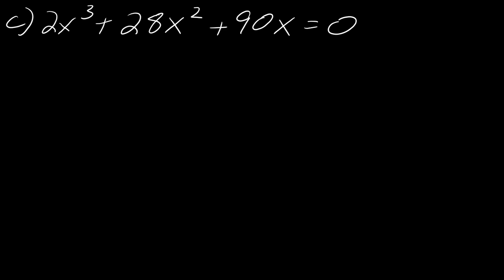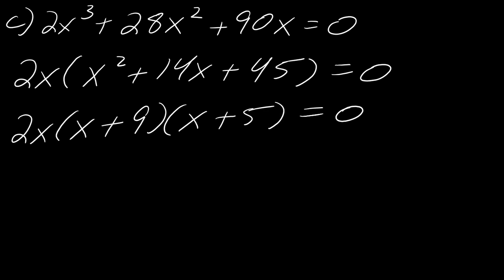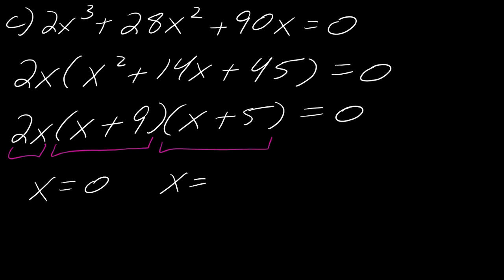Okay, so the first thing I notice about this is that I can actually factor out 2x, so that's where I'm going to start. So this becomes x squared plus 14x plus 45 equals 0. And then this will factor, so this becomes 2x (x plus 9)(x plus 5) equals 0. So the plot twist here is now I actually have 3 factors. So this first one, 2x equals 0 means x equals 0. x equals -9, and x equals -5. So those are my 3 solutions in that case.